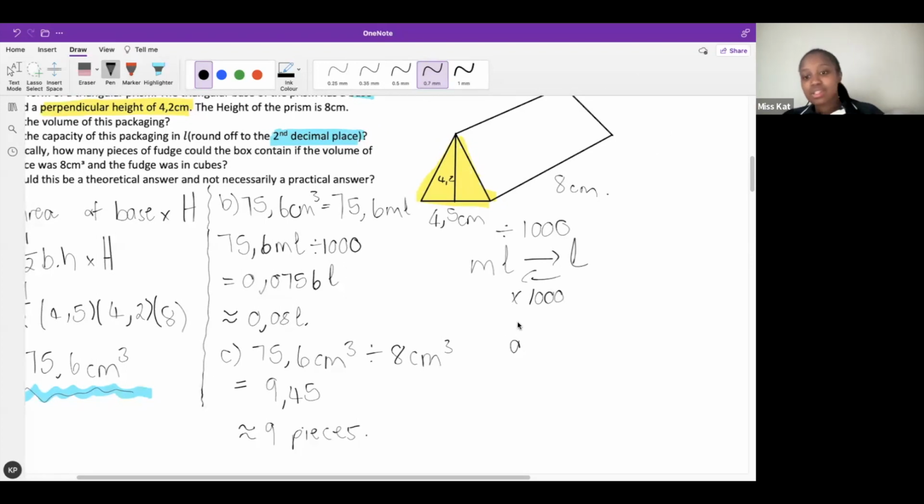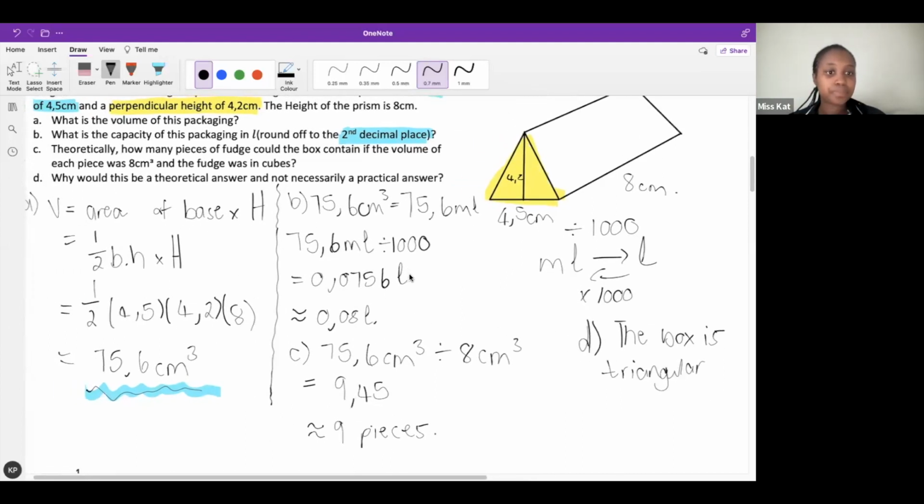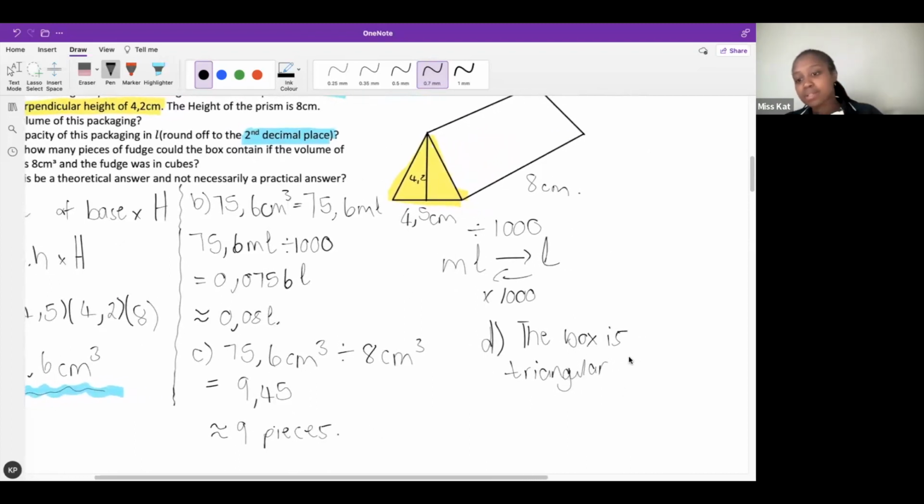So the reason it's not practical is because the box is triangular, yet the fudge, what did they say it is? Cubes. But my voice is literally going while I'm teaching you guys. I can't believe this. But the fudge is in cubes. So there would be spaces at the top and at the bottom.